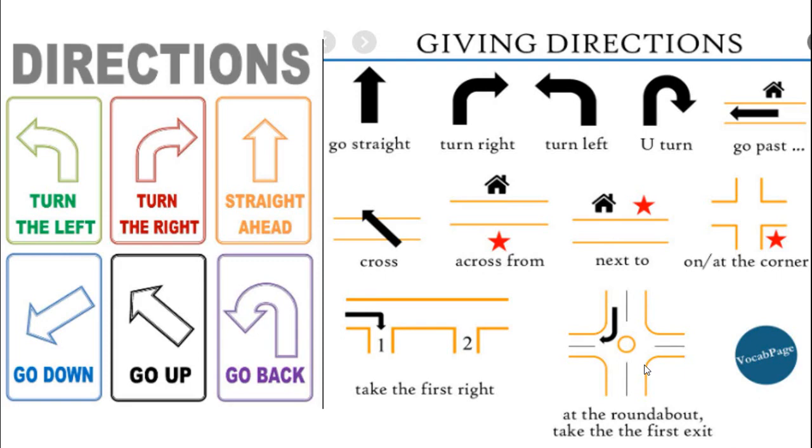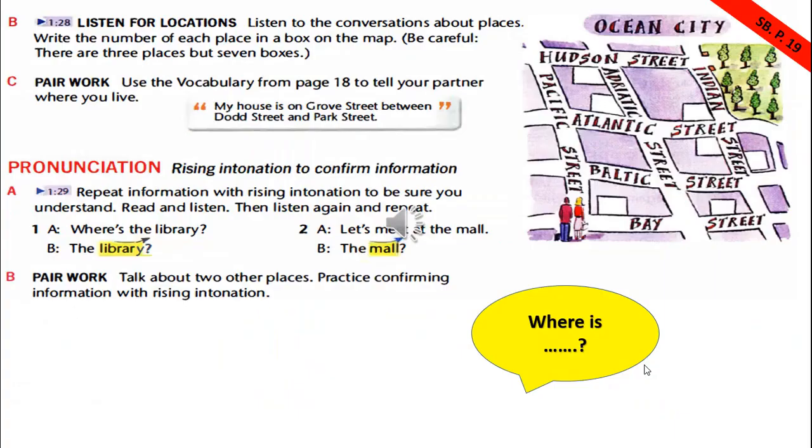Now it's really interesting to know how to give directions. It's not difficult but we need to practice. The matter is not hard, but I need to practice some of the words. Here we have an exercise on your student book page 19, exercise B. Listen for locations. Listen to the conversations about places. Write the number of each place in a box on the map. Be careful, there are 3 places but 7 boxes.